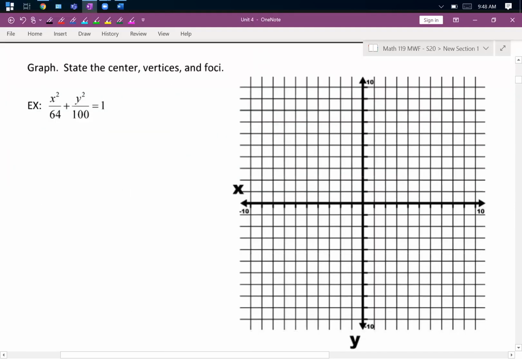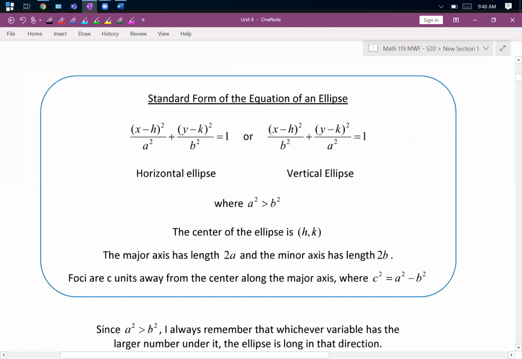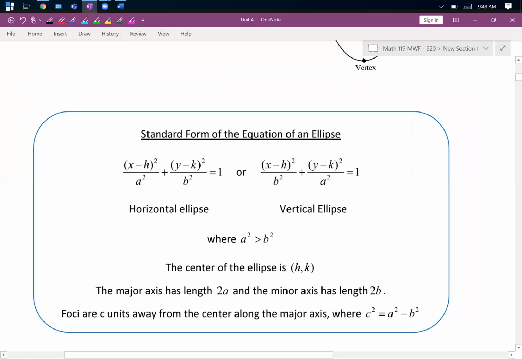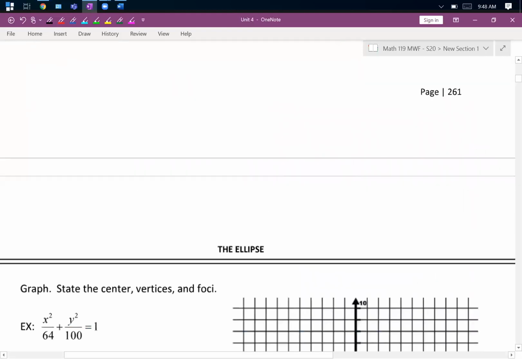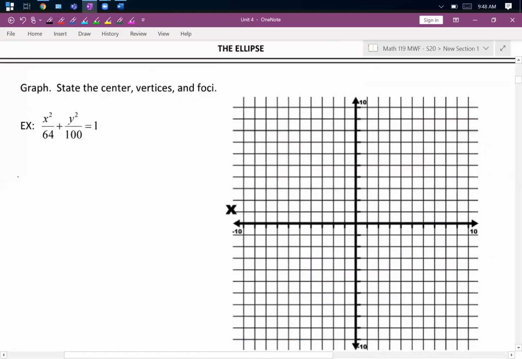So we are going to graph this, state the center, the vertices, and the foci. You'll notice that we don't have the parentheses like we have here in our standard form. So that tells us that our center is going to be the origin. All right, there's my center.